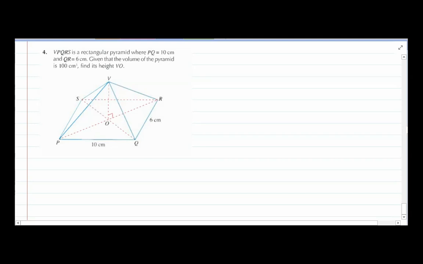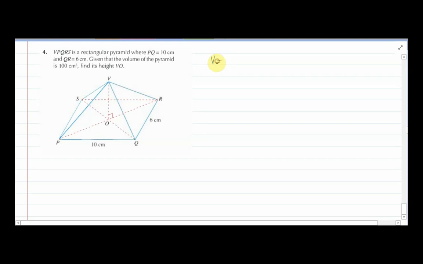VPQRS is a rectangular pyramid where PQ is 10, QR is 6. Given that the volume of the pyramid is 100, find VO. You need to find the perpendicular height, right? It is a rectangular base pyramid. So first thing, you need to write the working formula.